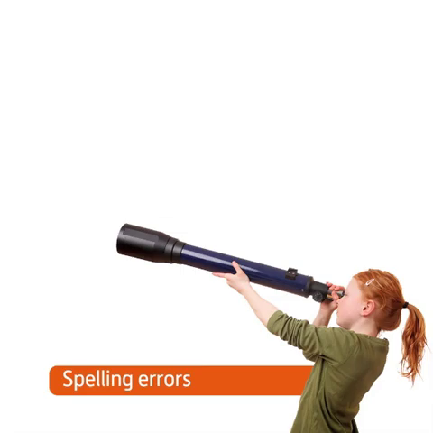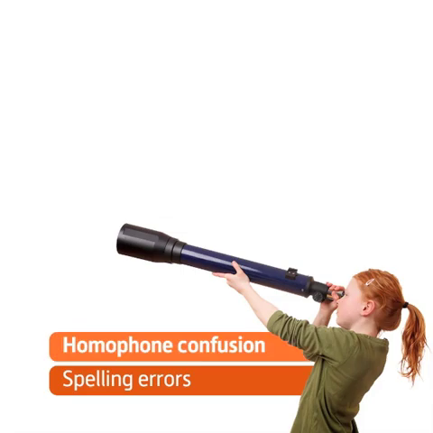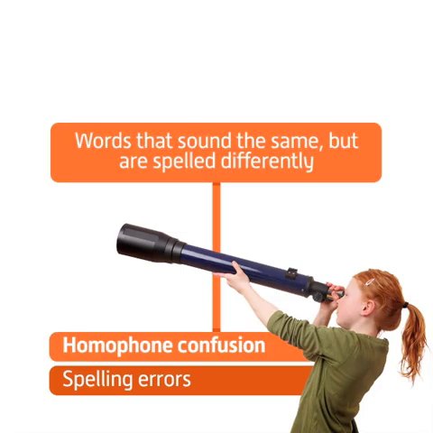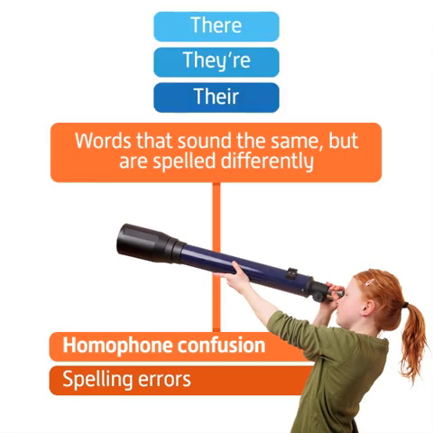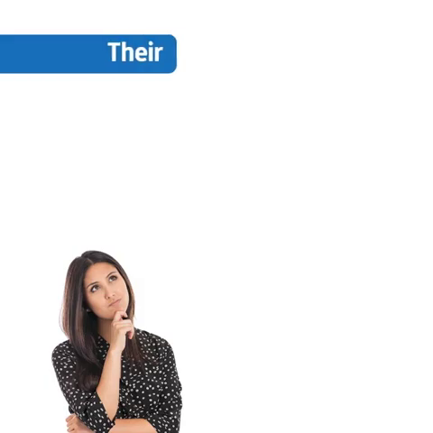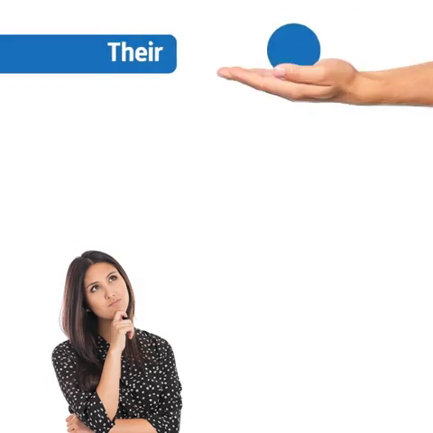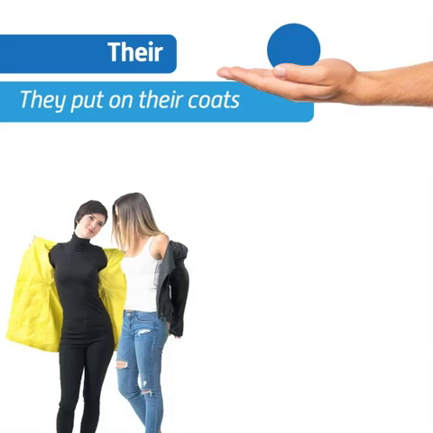One of the most common is homophone confusion. Homophones are words which sound the same but are spelled differently. There, their, and they're are examples of homophones. Let's look at how to work out if you're using the right word. Their, spelt T-H-E-I-R, is used when something belongs to someone. An example is, they put on their coats. Here, the coats clearly belong to the group being discussed, and you would use T-H-E-I-R, their.